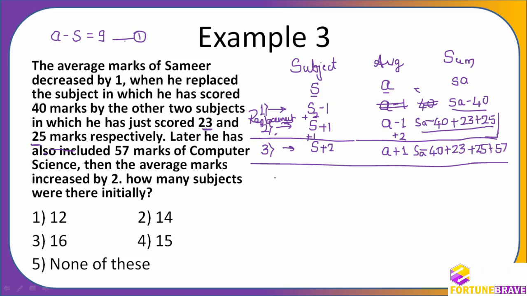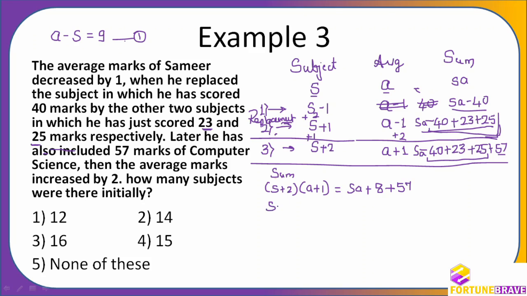Now what is the sum here? Sum both sides. The first sum is S plus 2 into A plus 1, which is again equal to SA minus, can I take this as 8 already? We know it is 8. No need to worry because we have solved it here, right? So this will be plus 8, which we have already found out, and then plus 57, right? Then we'll solve this one.